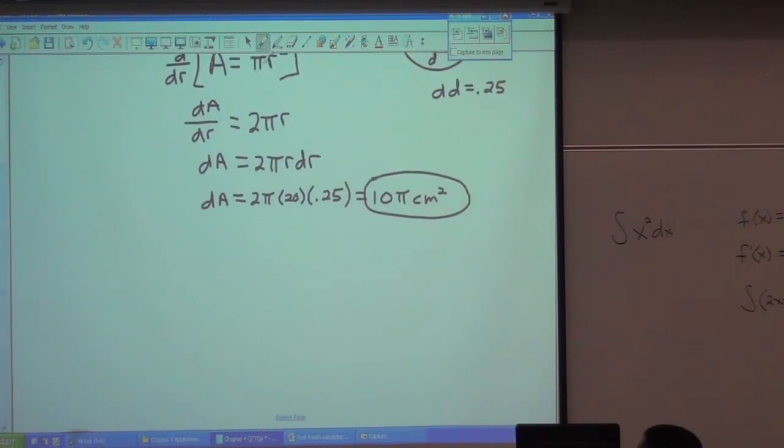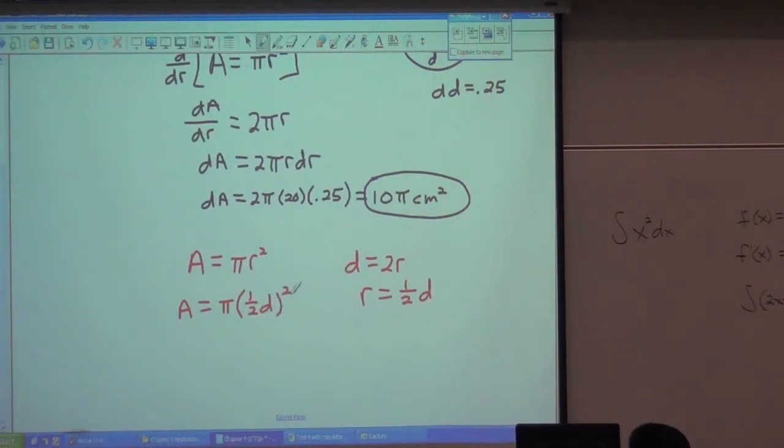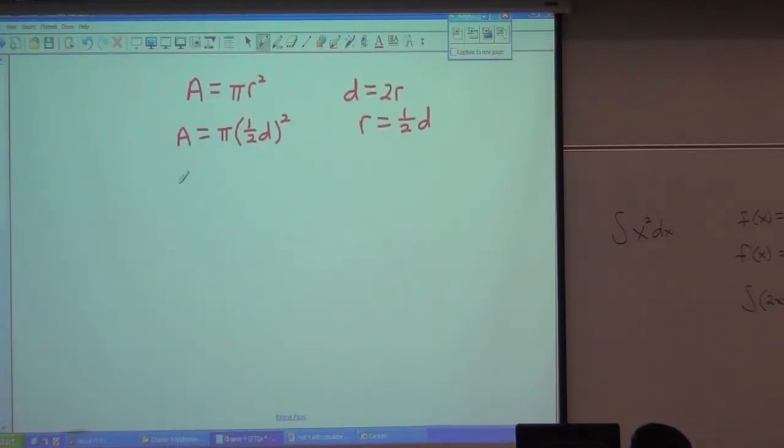So let's check this. What if we've got the area is pi times the radius squared? Well, we know the diameter is twice the radius. So if I divide both sides by 2, that means the radius is 1/2 the diameter. What if I write this in terms of diameter? Then instead of r, I can put 1/2 d. And then square that. So if we square this, we'll get 1/4 d squared times pi, or 1/4 pi d squared.